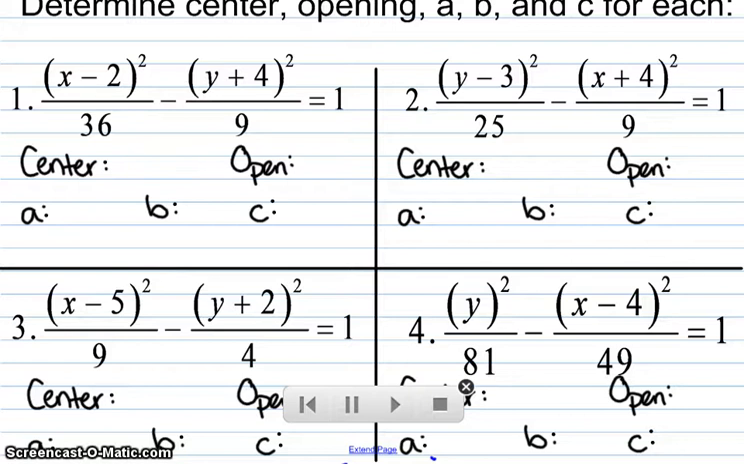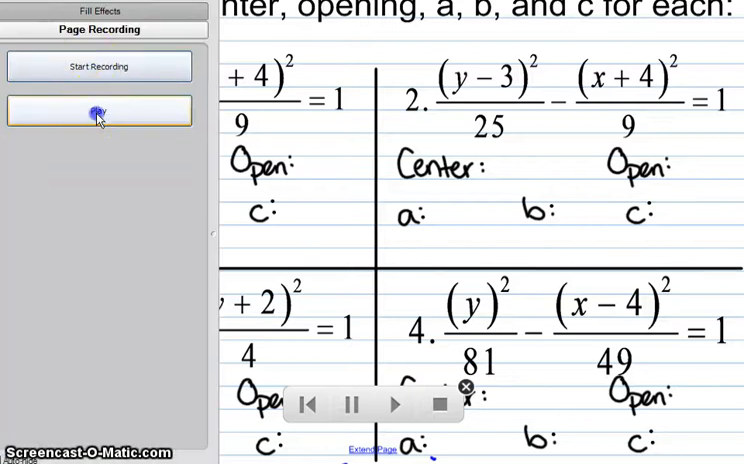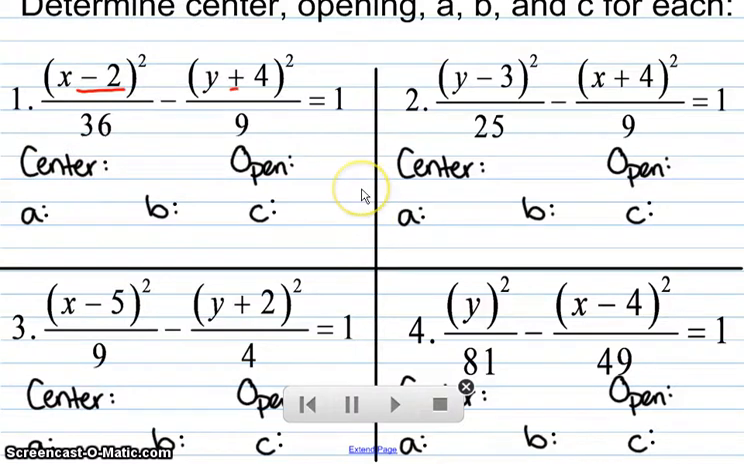All right, at this time, we're going to start going through the answers here. So I'm going to play my recording, and let's watch what happens. All right, as you can see, we got to pull out the center, which is going to be your opposite, so 2, -4. For your opening, you got to think X is in the front, so it's got to open left and right.